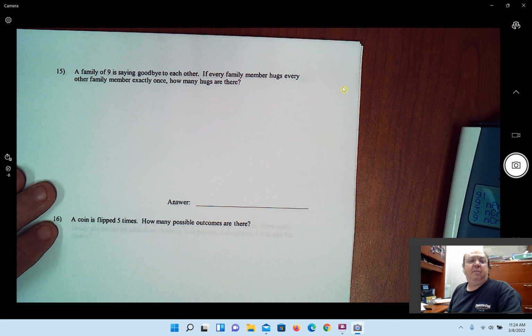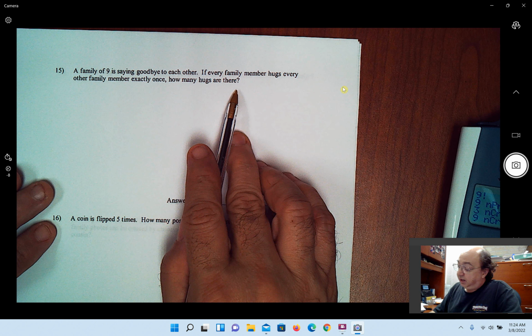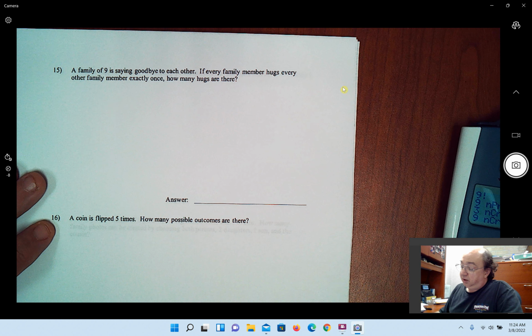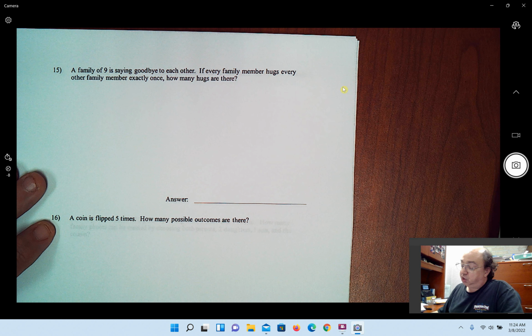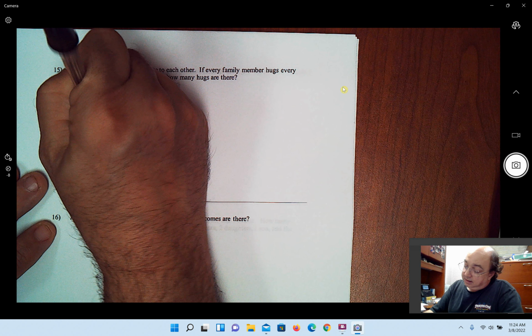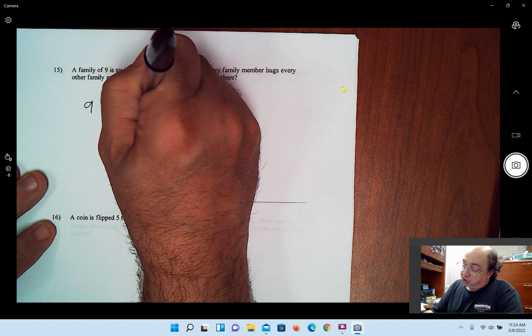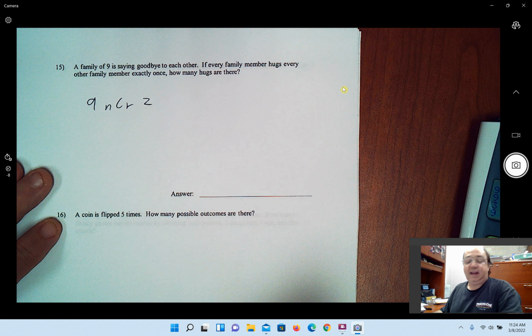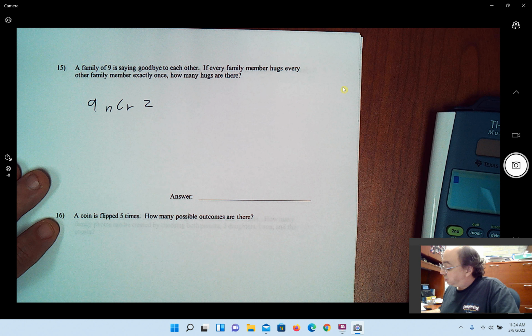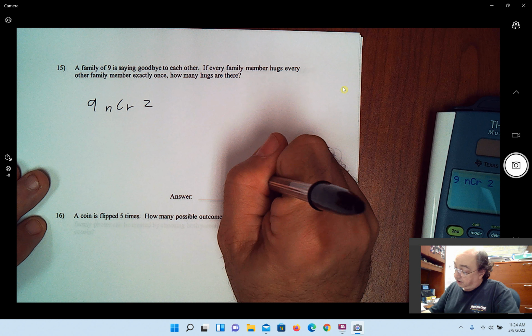All right, a family of 9 is saying goodbye to each other. If every family member hugs every other family member exactly once, how many hugs are there? So that's going to be 9 combination 2. We're trying to find out how many pairings there are, how many subsets of size 2. So 9 combination 2. That gives us 36.